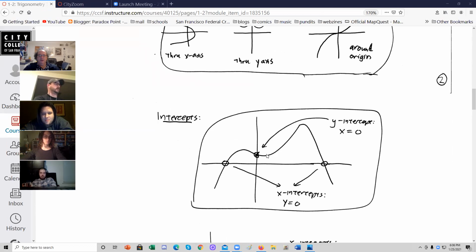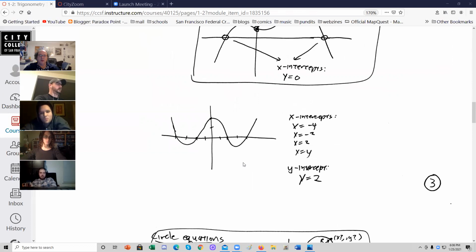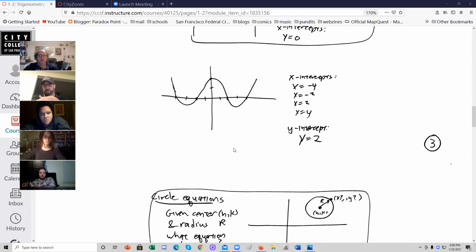When you have a graph, it will intercept the x-axis here at the x-intercepts. These are points where y = 0 and x is whatever it is. This is the y-intercept, where it meets the x equals 0 axis, the y-axis, and y is whatever it is. For example, here's a graph. It has x-intercepts at -4, -2, +2, and +4. It has a y-intercept at y equals 2.